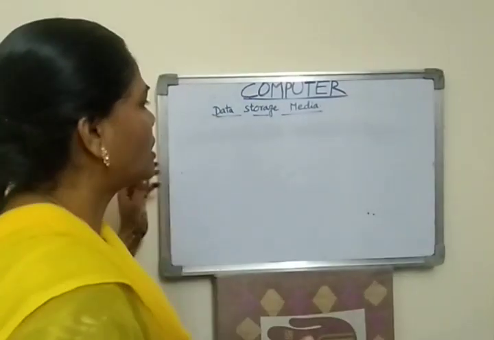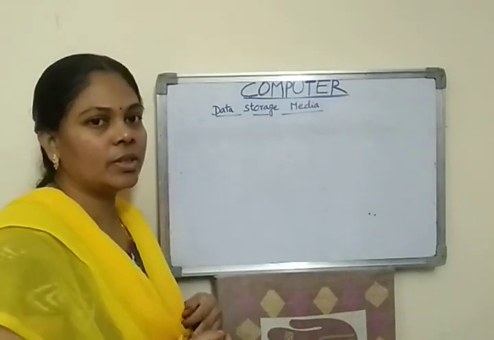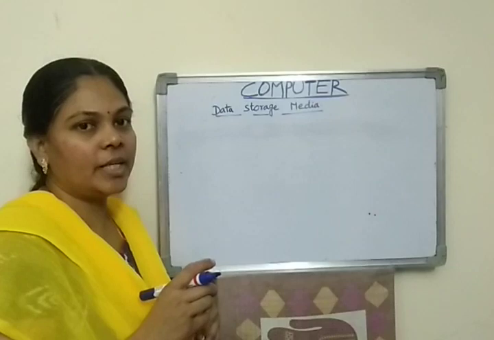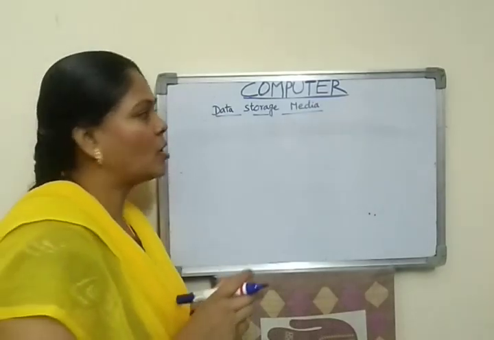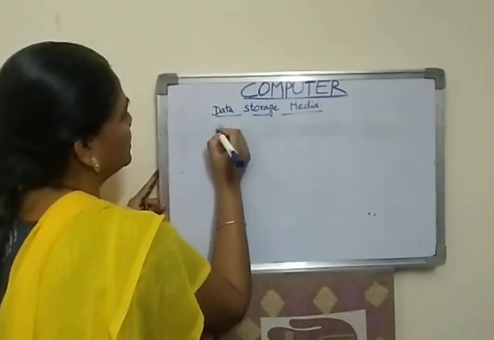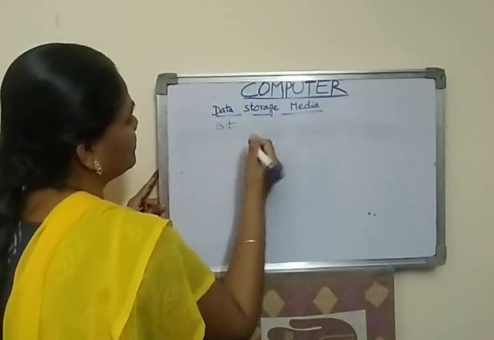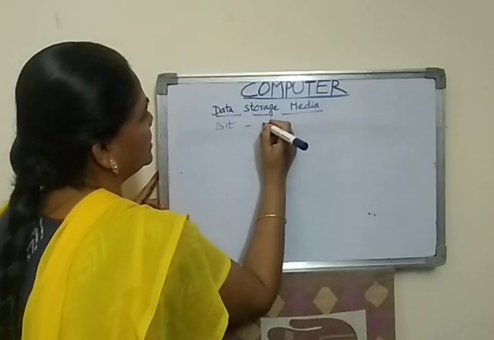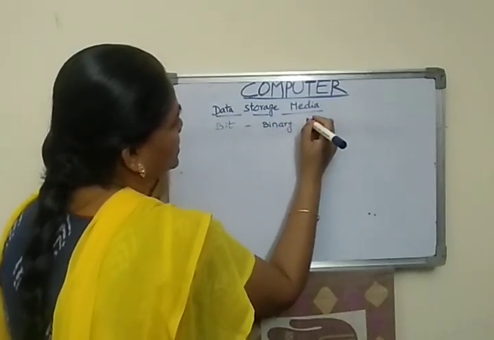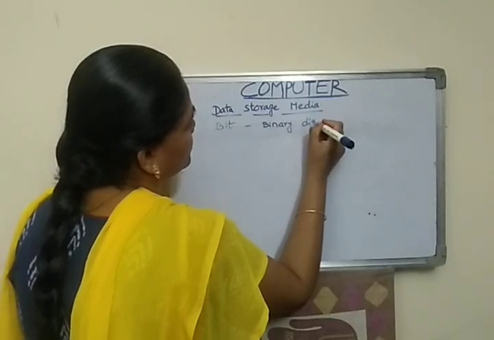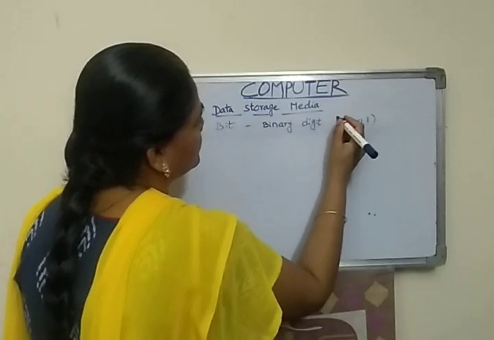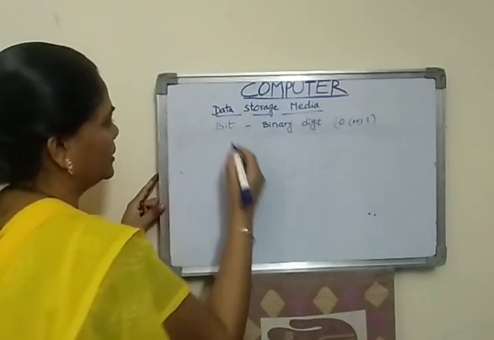Okay. So how to measure the capacity? How to measure that memory storage capacity? That is measured in bits and bytes. So how many bits, how many bytes, we will see now. So a bit is a binary digit. Bit is called a binary digit. It is 0 or 1. This is called a bit.